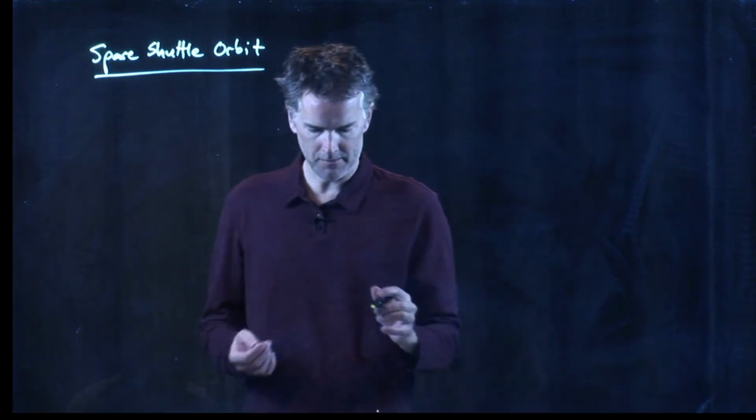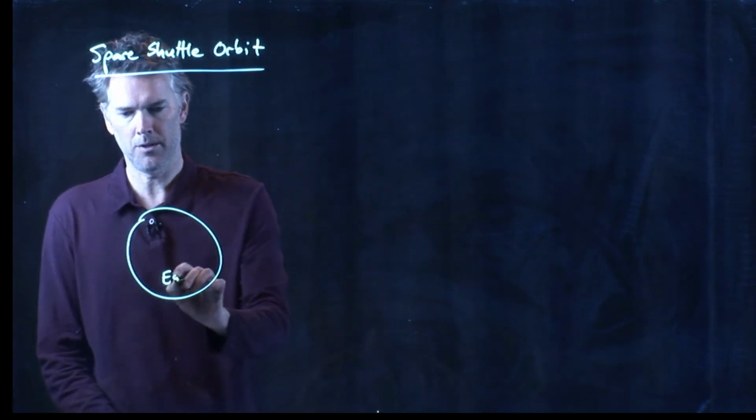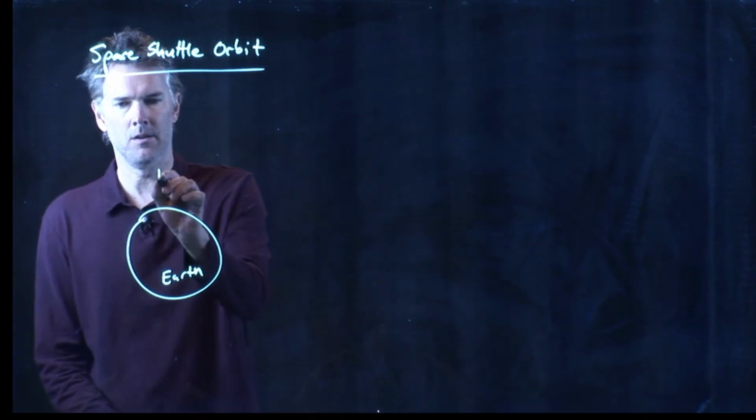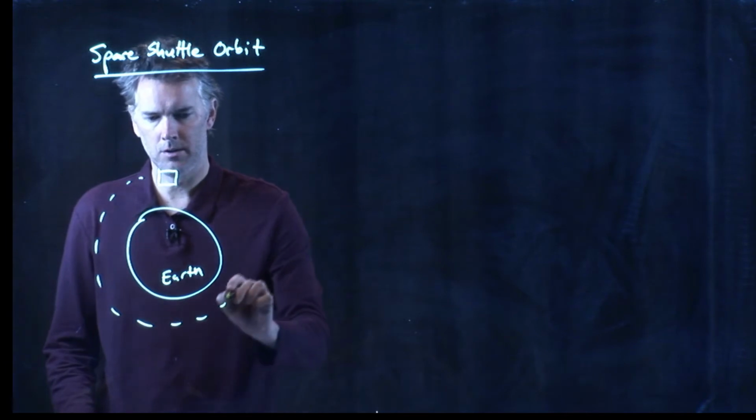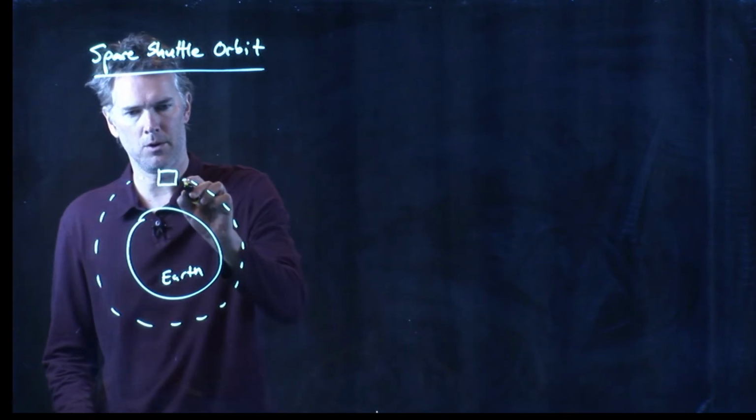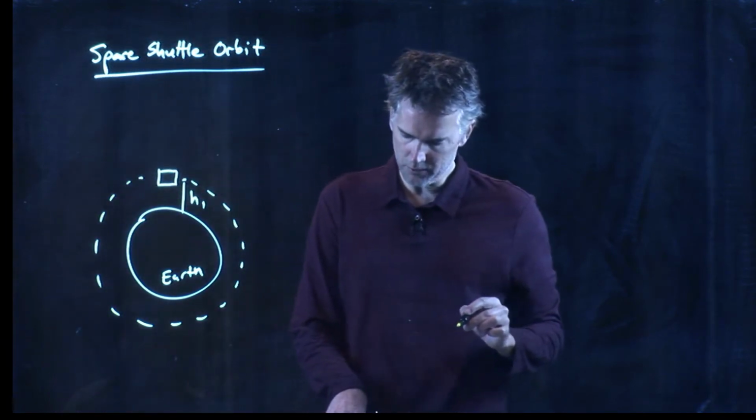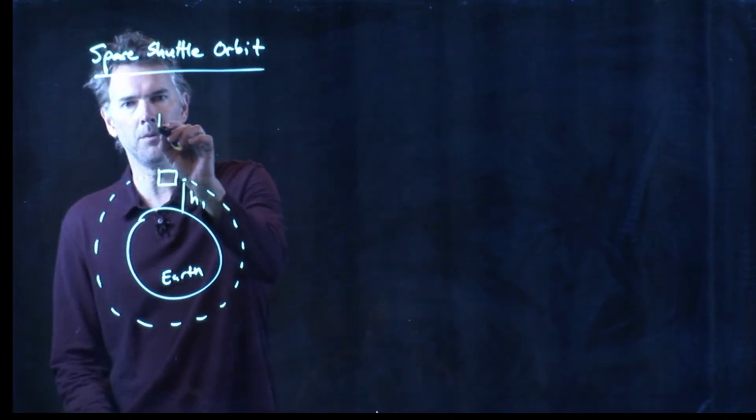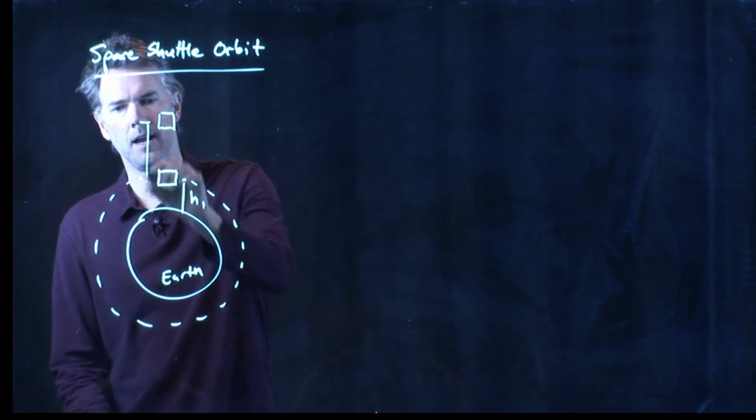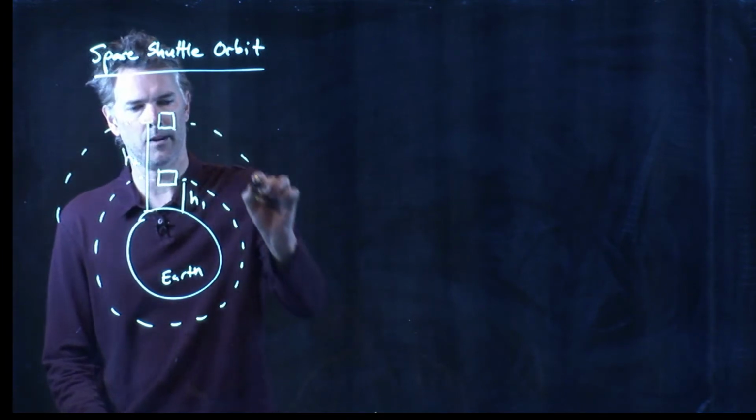Okay, so what they tell us is that the space shuttle is orbiting the Earth. Here is our space shuttle, and it's going around at some particular altitude. We'll call that h1. And then it wants to increase its altitude. Okay, so it's going to end up here at a height h2 and still going around.